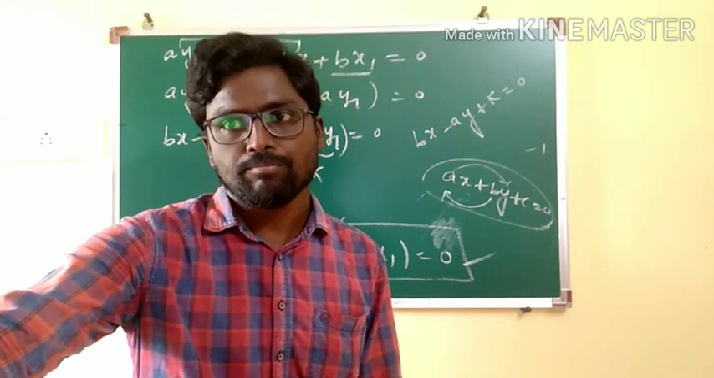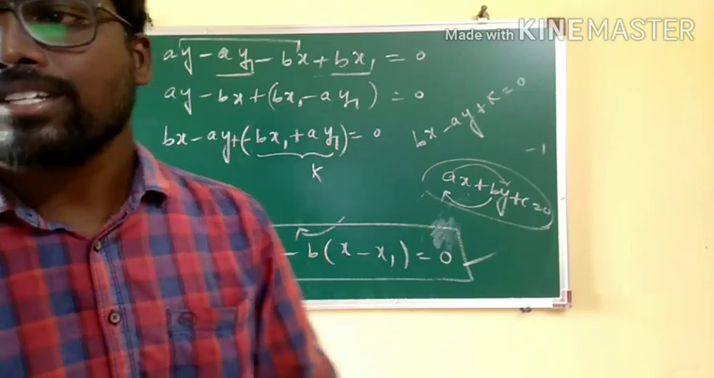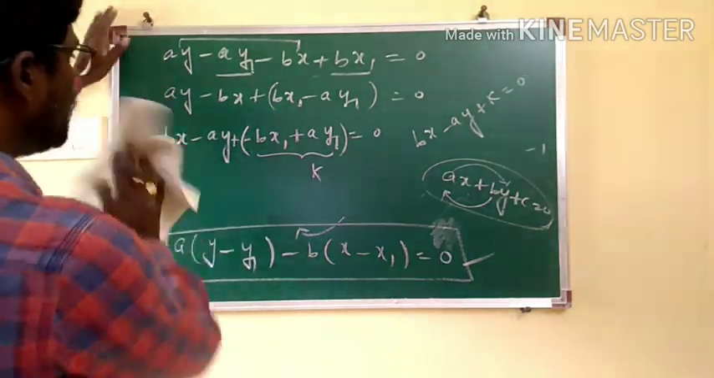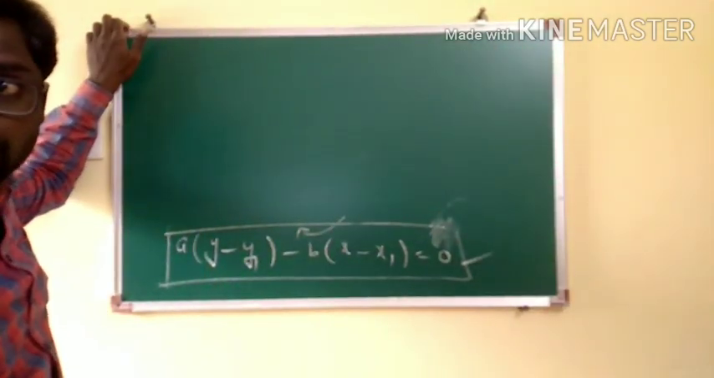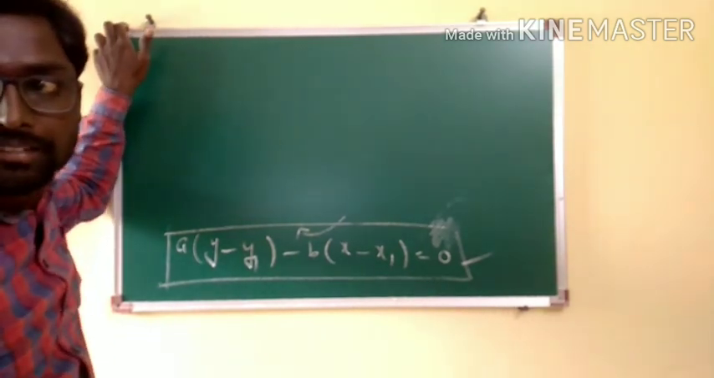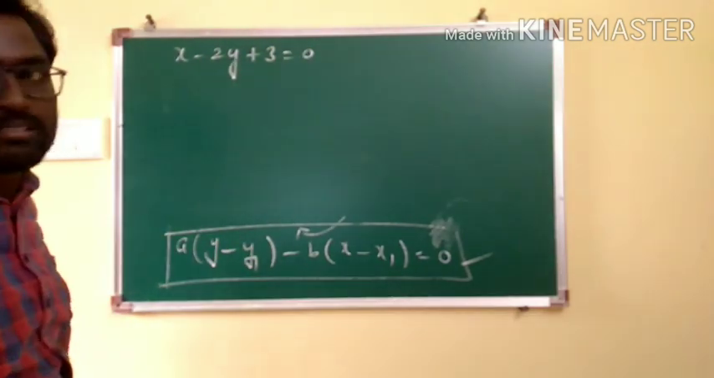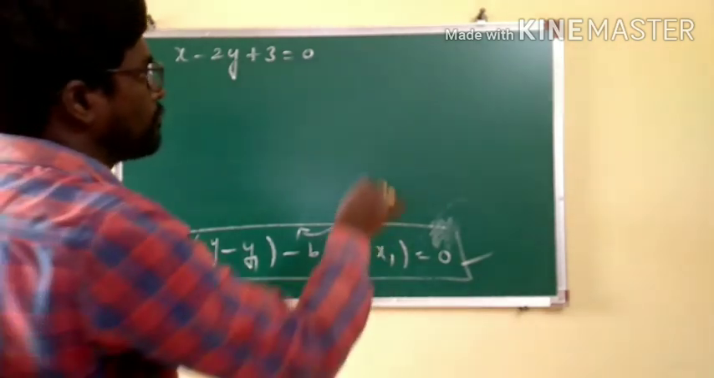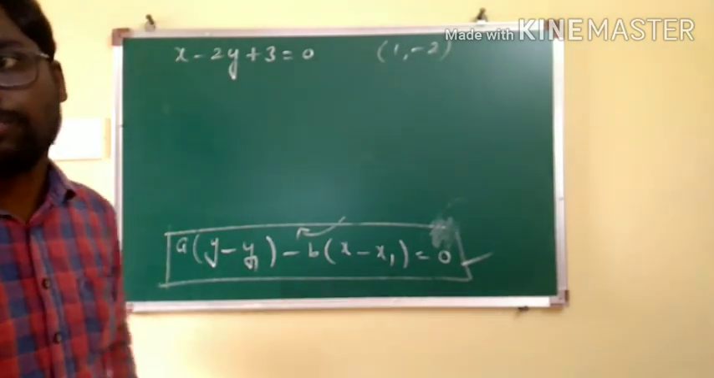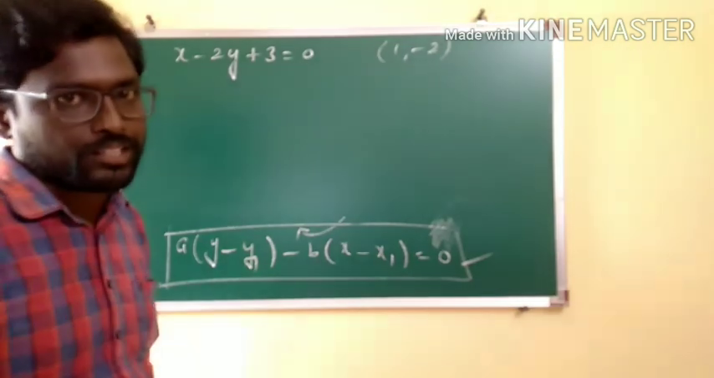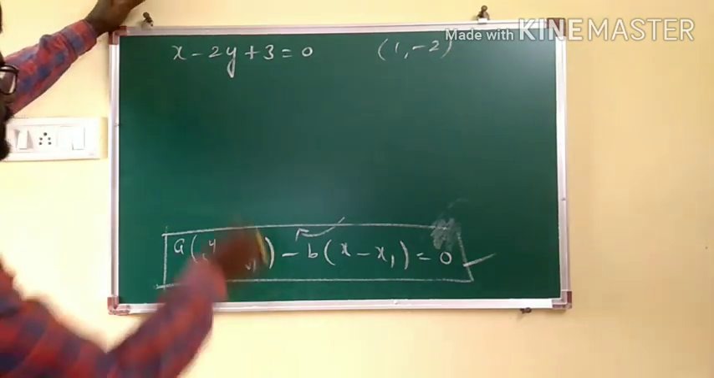Chalo, here I am telling you one problem. Please note. Find the equation of a line perpendicular to the line x minus 2y plus 3 equal to 0 and passing through the point 1 comma minus 2. What is a value here?